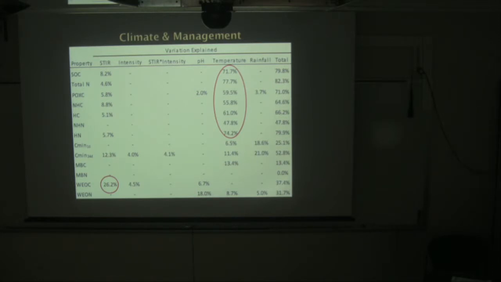As you can see here, represented by what I have circled there, temperature is an overriding factor in dictating the soil properties that I've measured, explaining as much as 71% of the variation across sites in soil organic carbon and total nitrogen as much as 78%. However, tillage mostly is not without its impact. You can see down there I've circled the water extractable portion of carbon. The primary management factor explaining its variation was tillage.